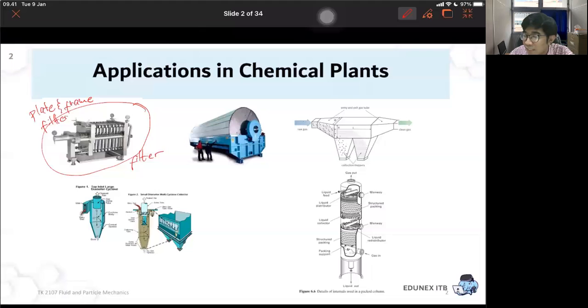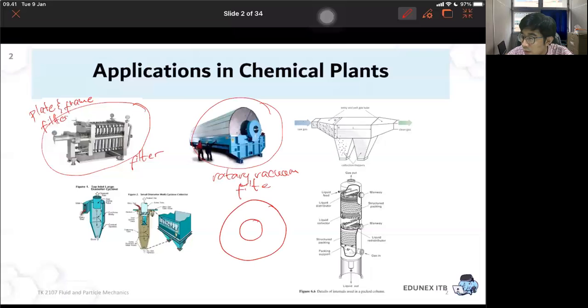Okay, so the function of the filter is to separate between the solid and the liquid, either you want to take the solid or you want to take the liquid. And this one is also a filter, but the name is the rotary vacuum filter. It's like a cylinder, and you have the vacuum. What do you want to separate? Basically it is the same, right?